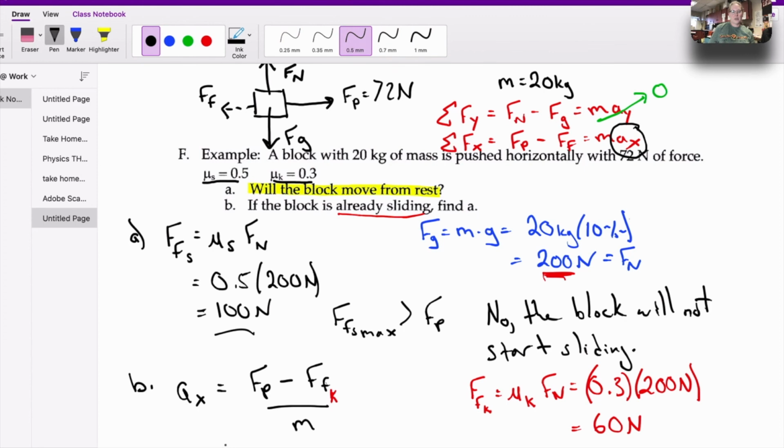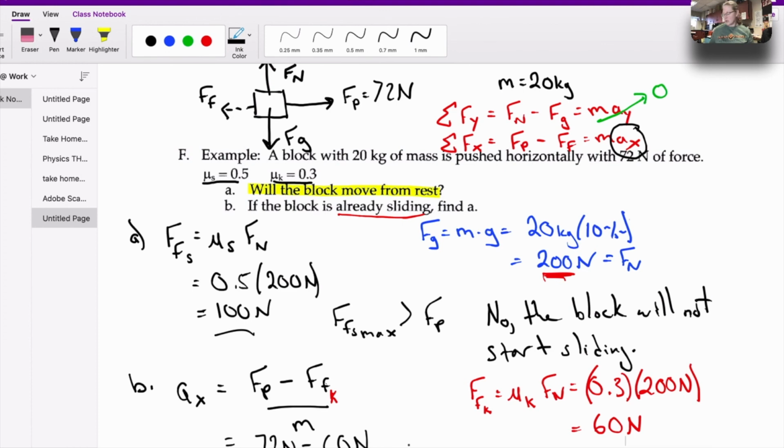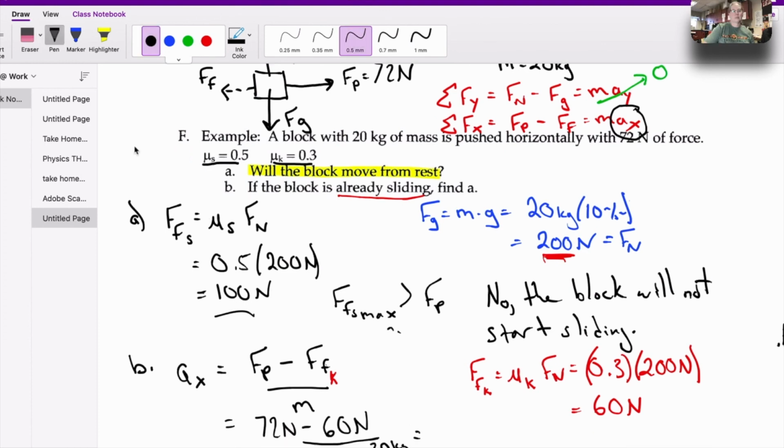So now solving for my acceleration, the push force is 72 newtons minus the force of kinetic friction, 60 newtons, divided by the mass, 20 kilograms. And so that's 12 on top divided by 20. So the acceleration in the x direction is 0.6 meters per second squared.